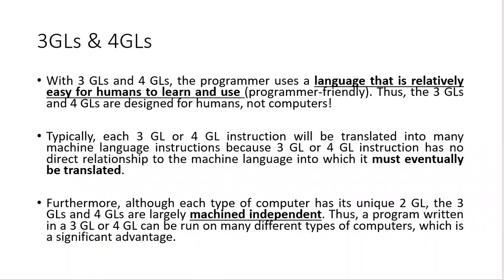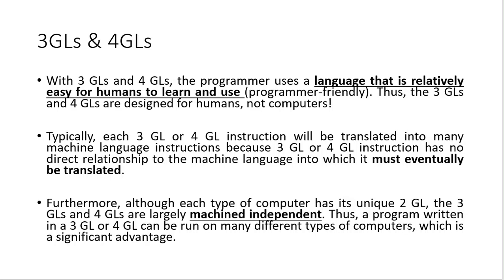With 3GLs and 4GLs, the programmer uses a language that is relatively easy for humans to learn and use. Programmer friendly. Thus, 3GLs and 4GLs are designed for humans, not computers. So, kita boleh simpulkan kat sini 3GL dengan 4GL ni adalah lebih mudah kepada kita sebagai manusia untuk menulis program untuk bagi arahan pada komputer.